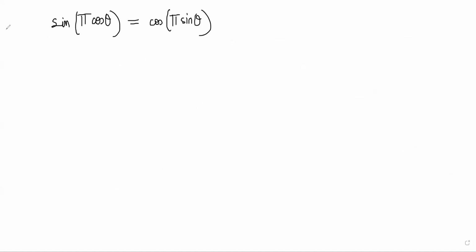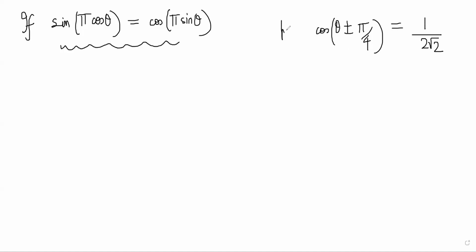What do you have to prove here? Cos of theta plus minus pi by 4 is equal to 1 upon 2 root 2. So we have to use this to try to prove this. Yes, sir, so how do I use it? You can convert both to sine or both to cos. We'll try with cos here. This is cos of pi by 2 minus pi cos theta is equal to cos of pi sin theta, right?